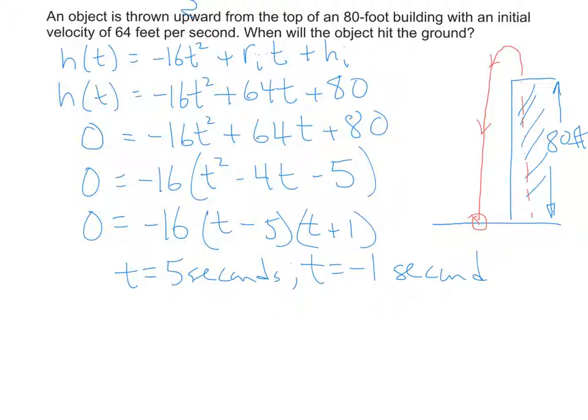And of course, this means that the answer t equals negative 1 second can be tossed out, and t equals 5 seconds is the answer to our question of when the object will hit the ground.